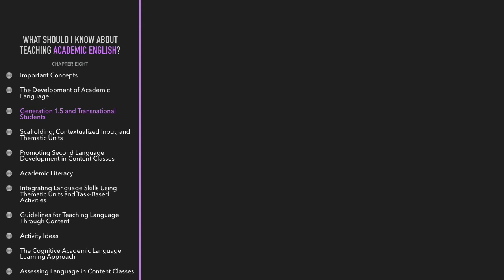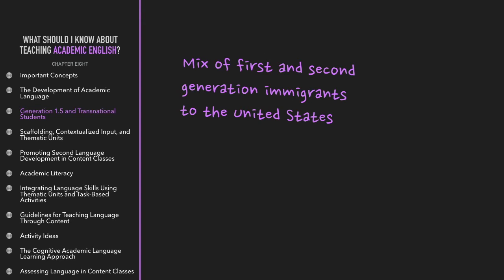Generation 1.5, which is kind of an unfortunate name, refers to people who are similar to both first and second generation immigrants to the United States.